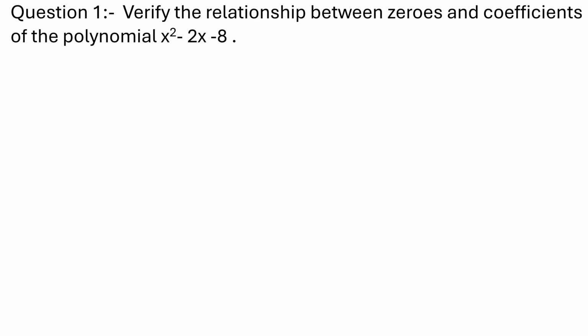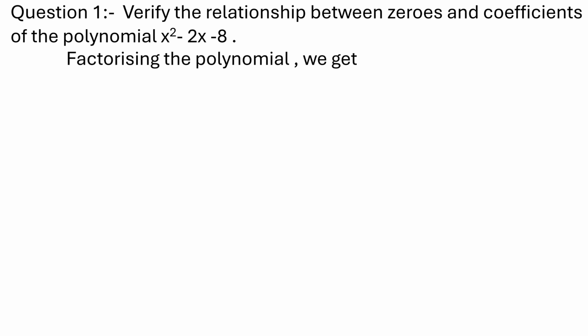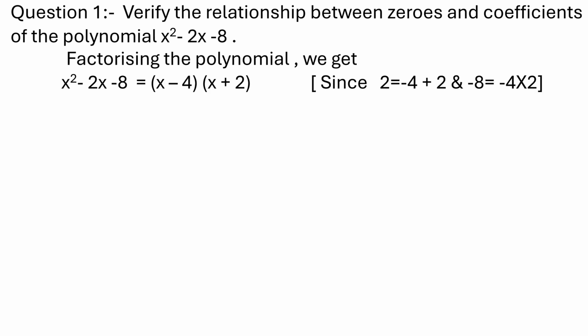Now let us solve some of the questions. Verify the relationship between zeros and coefficients of the polynomial x squared minus 2x minus 8. First step, you need to factorize the polynomial. Please understand, children, our first step is to find the zeros. So how are we going to find it? We find it by splitting the middle term. So when you have found the factors, what do we get here?